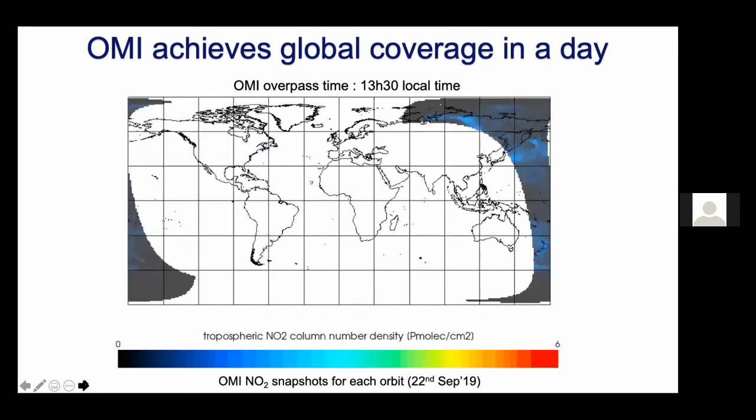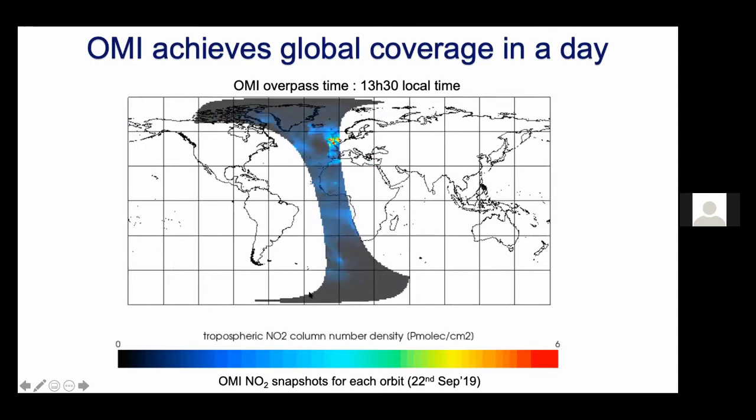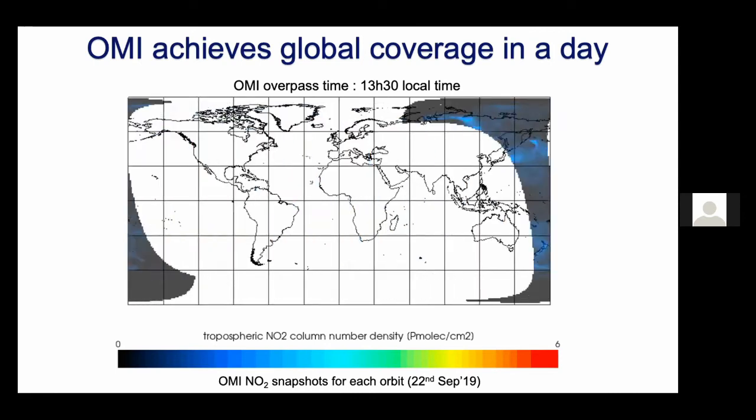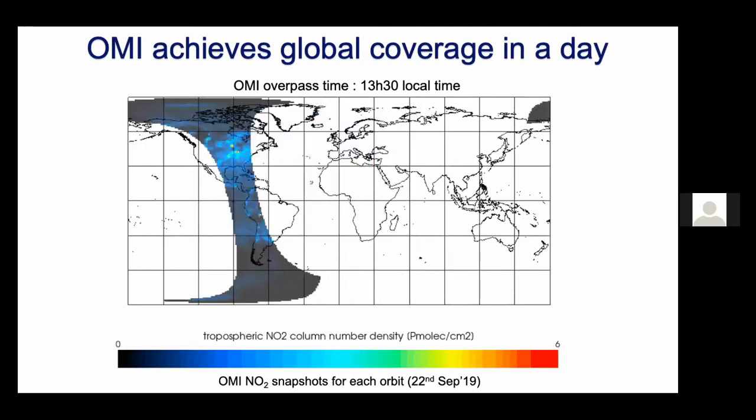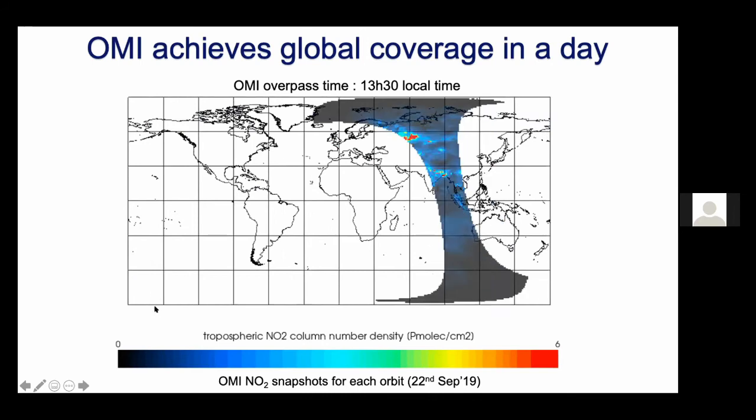So in a day, it takes roughly 14 to 15 orbits. And here in this animation, you see the different snapshots where each snapshot is 1 complete orbit. So it takes roughly 1 day to get the global coverage from satellites.